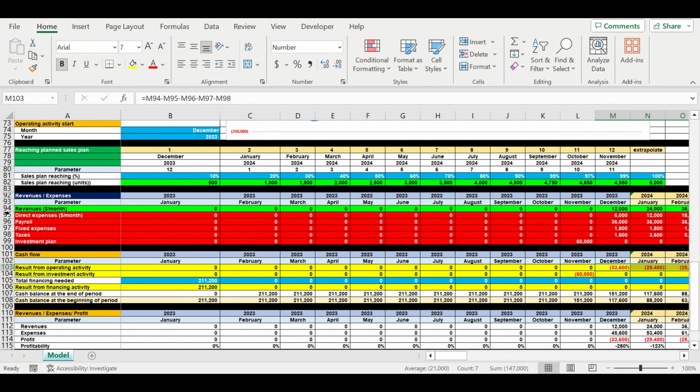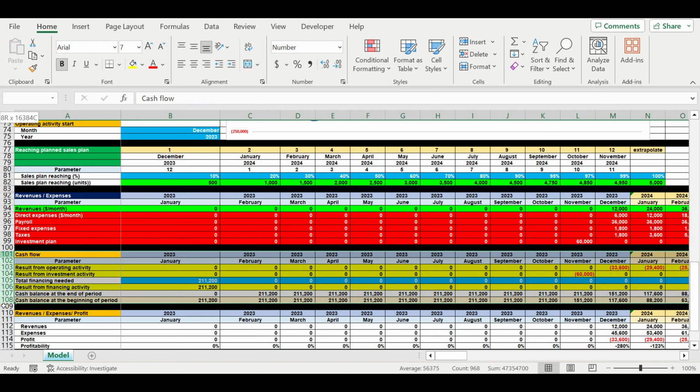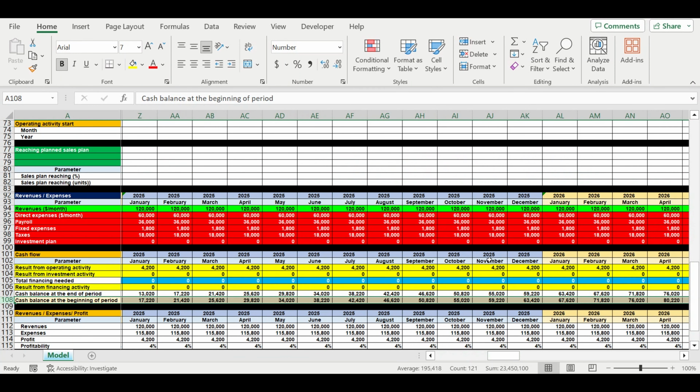Then we have an elementary cash flow statement divided into 3 parts: operating, investing, and financing activity. We can also see how much cash has been generated by your project by this or that moment inside the timeline, looking at the last line of the cash flow statement, which is called cash balance at the end of the period.